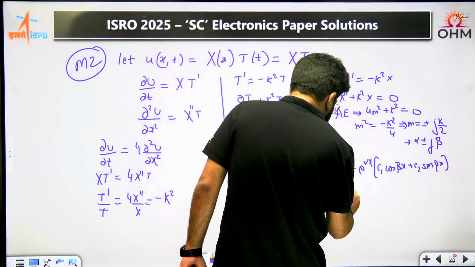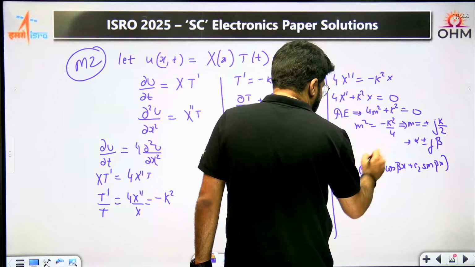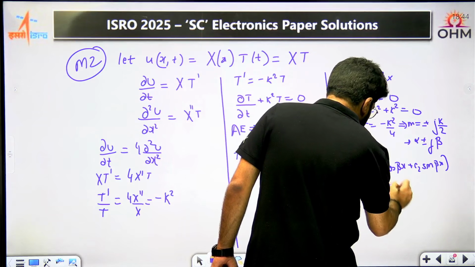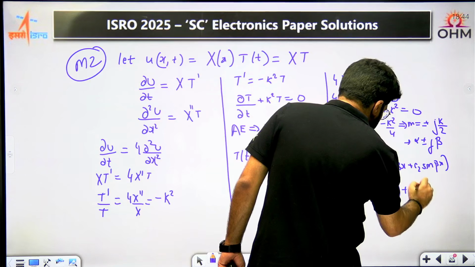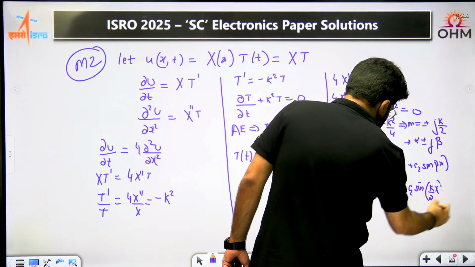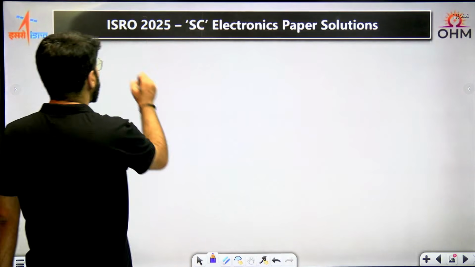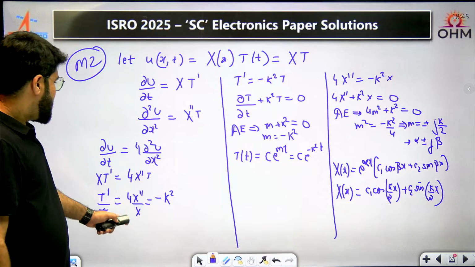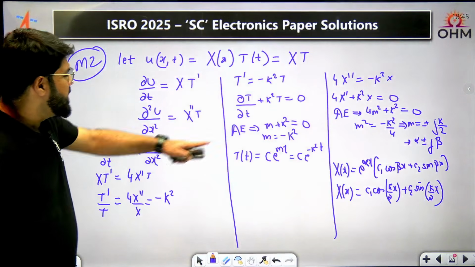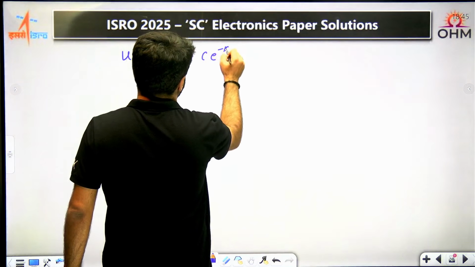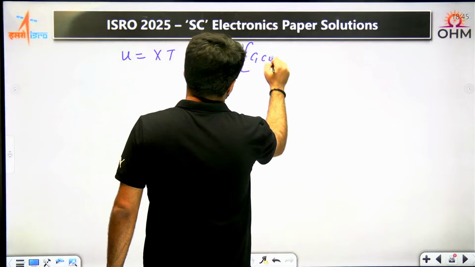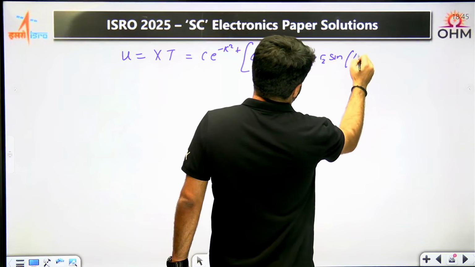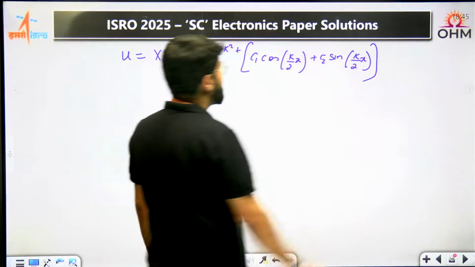So the x function will be, what is alpha? Alpha is 0. E power 0 will be 1. So c1 cos beta x, and beta will be k by 2. So c1 cos k by 2x plus c2 sin of k by 2x. Done. So what is the u function overall then? The u function overall, which was the product of x and t, where the t function was some constant c e power minus k square t, whole multiplied by c1 cos k by 2x plus c2 sin of k by 2x. This is how I have arranged.